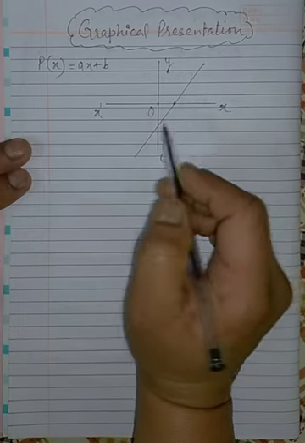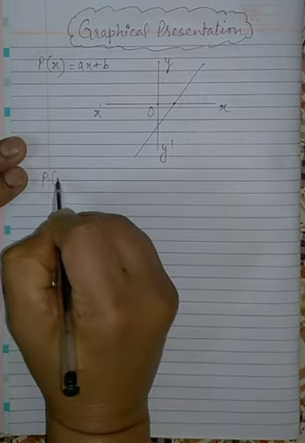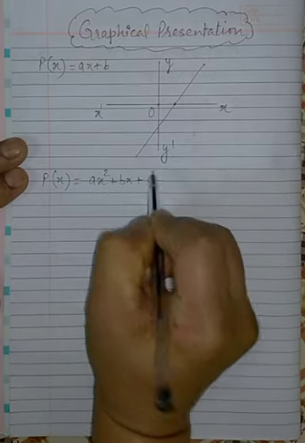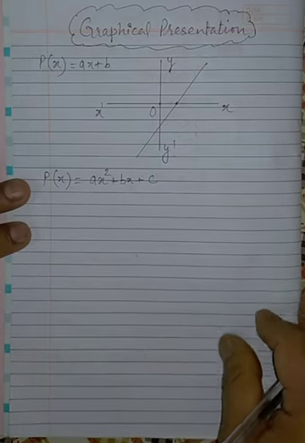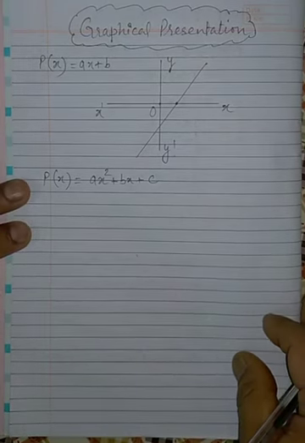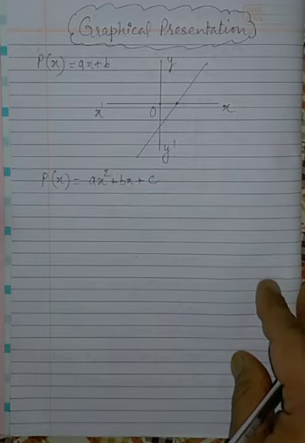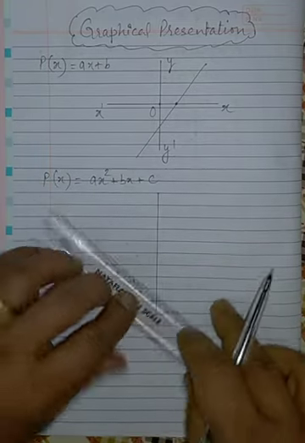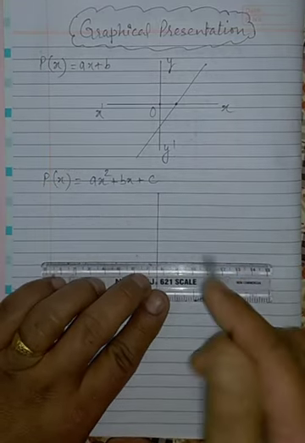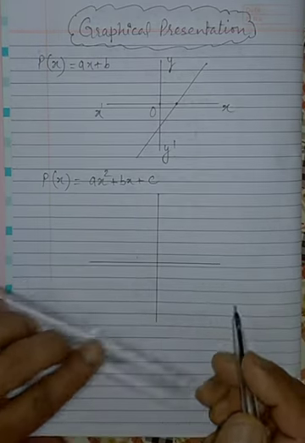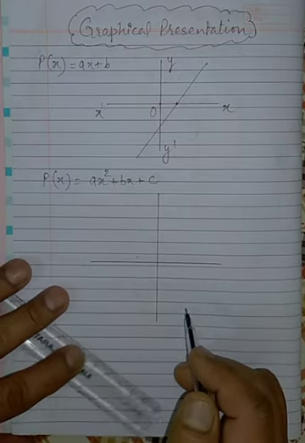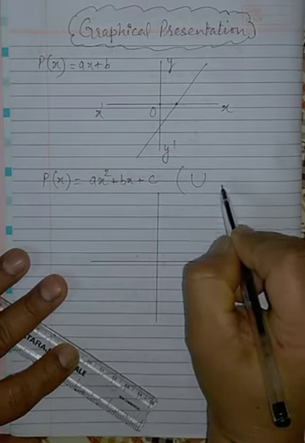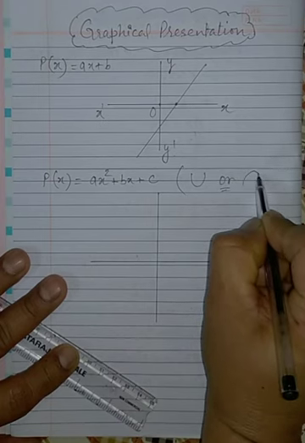Okay. Suppose we have a polynomial which is quadratic, which is of the standard form p(x) is equal to ax square plus bx plus c. Then the graphical representation of a quadratic polynomial is a parabola. A parabola is shaped like this or like this.